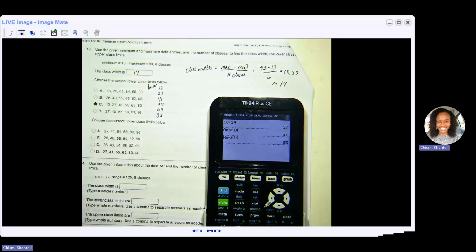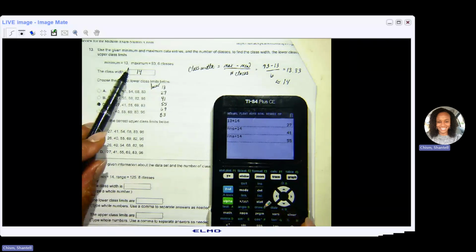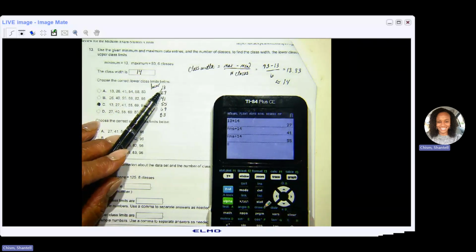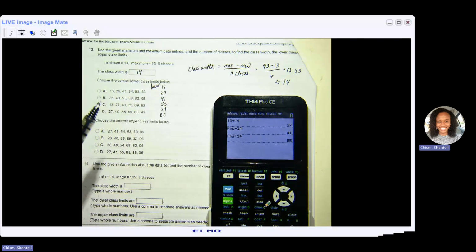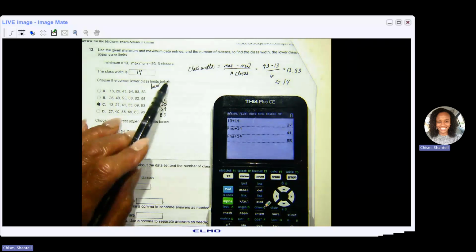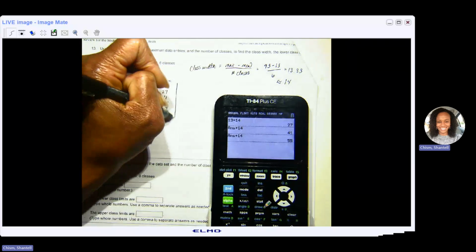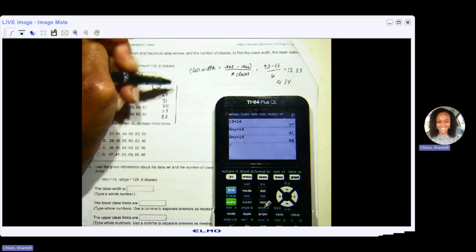Now, to get the upper, you got to have a starting point. Now, here with the lower, we always just start with the minimum data entry. The minimum number in the data set was 13. That's what we start our lower class limits with, the minimum data entry. Now, with the upper class limits, I need you to think about it, okay? It helps if you draw these vertically. That's why I did this here.